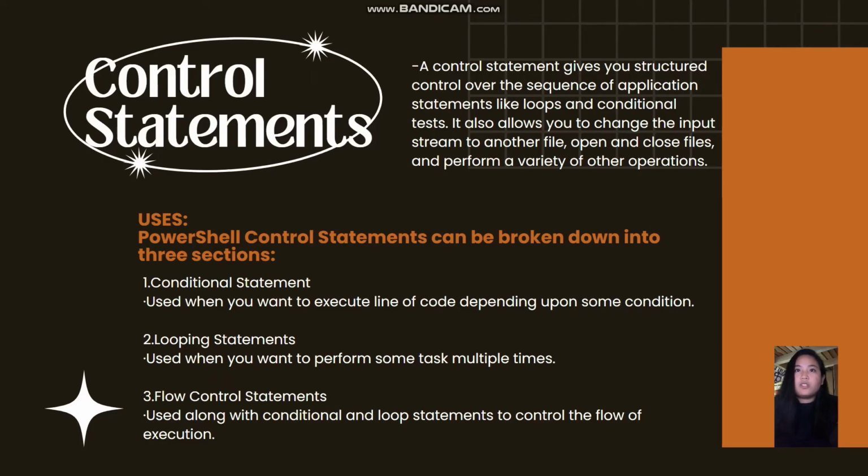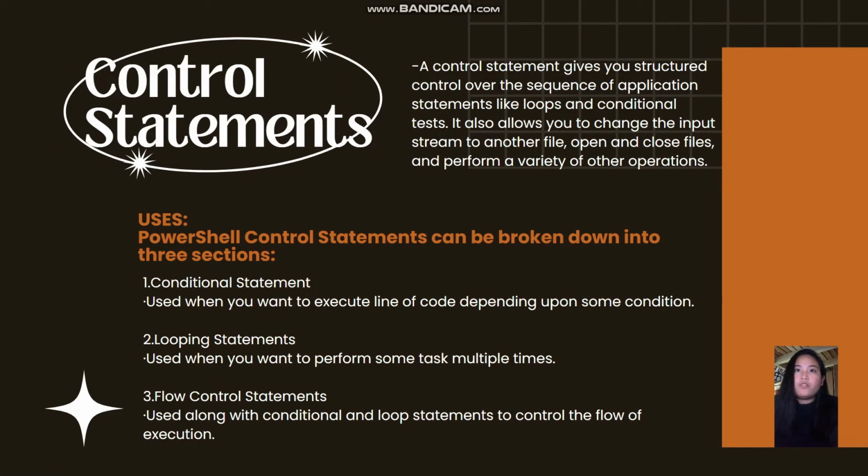What is a control statement? A control statement gives you structured control over the sequence of application statements like loops and conditional tests. It also allows you to change the input stream to another file, open and close files, and perform a variety of other operations. So for the uses, PowerShell control statements can be broken down into 3 sections.